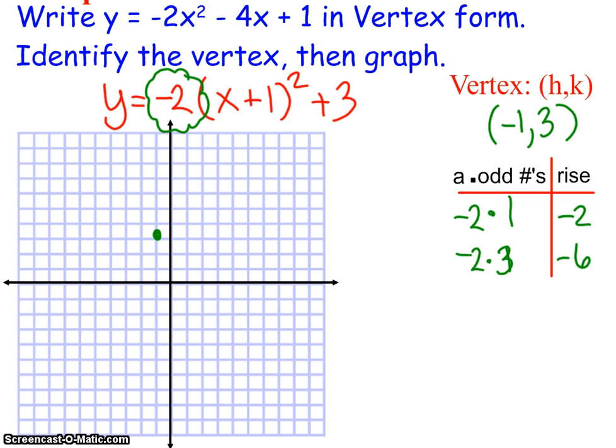The first time you go down 2. Notice it's negative, so it's not a rise, it's a fall. You're going to go down. So you go down 2 over 1. Match it on the other side. Down 6, if I counted right, and 1 to the right. Match it on the other side. And then you have your graph. I totally missed that point. Sorry.